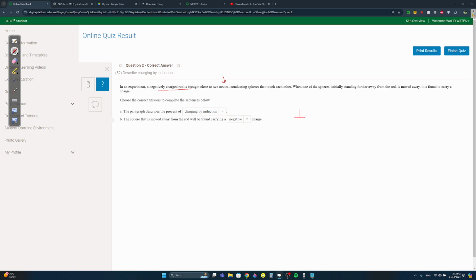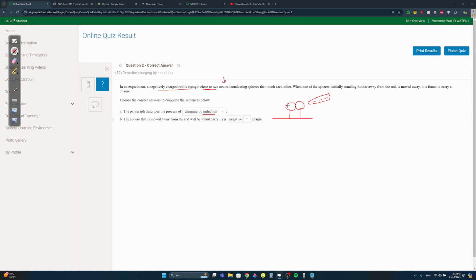So you have the spheres here, 1 and 2, right? And these are supposed to be touching. Okay, you have 1 and 2, like this. And you bring the rod like this. It's negative. So it's a negatively charged rod, bringing it close. Since you're not bringing it in contact, it's just close, it's called induction. Induction is when you don't touch them.